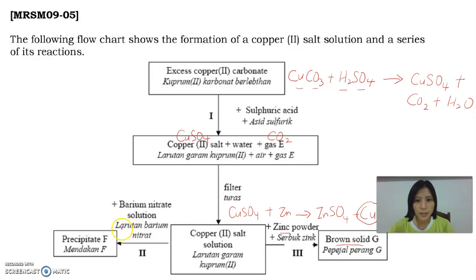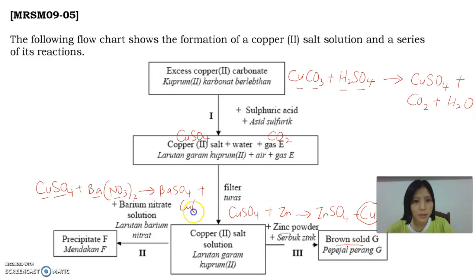Over this side, you can see that copper 2 salt reacts with barium nitrate. So let's write the equation again. Copper 2 sulfate salt reacts with barium nitrate. As long as you know how to write the equation, you should be able to answer many questions. Just change partners. The positive ions react with the other negative ion. So you have barium sulfate, and copper 2 nitrate. And there you have it.